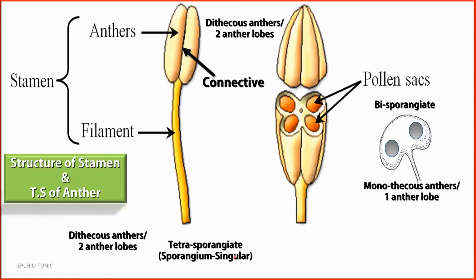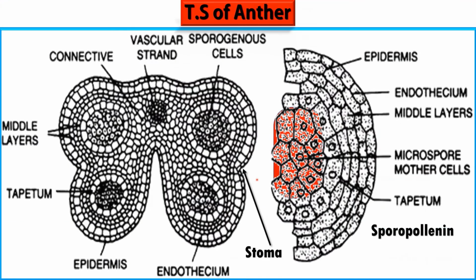Alright. Students, if we take a section of anther, it looks like this. As this anther is dithecous in nature, it shows 4 sporangia. This transverse section shows 4 parts and all 4 parts are the same. Therefore, one section of it is magnified and it looks like this.